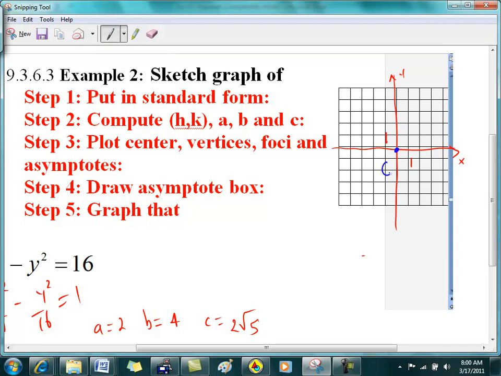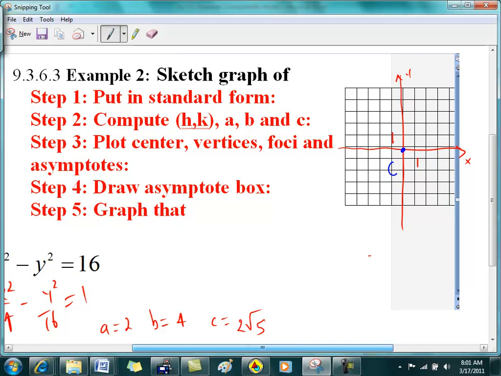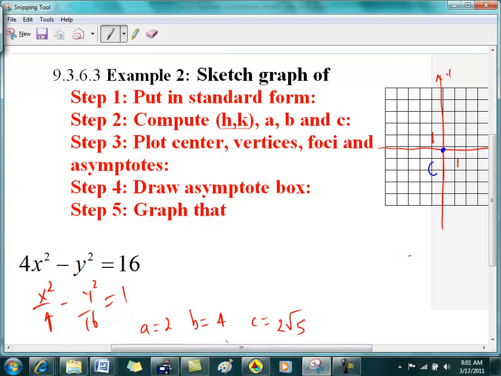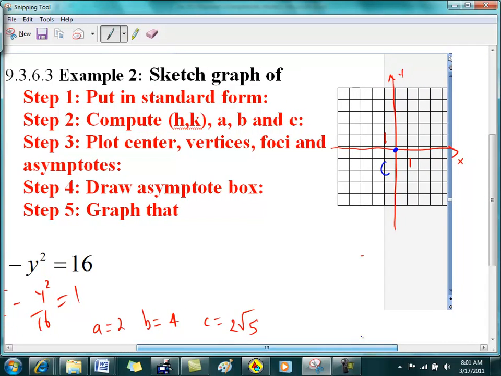So here's my center. So a is going to be, which direction is a going to be? X or Y? X, not Y. Where's a? Always underneath the first variable. Whatever the first variable is, in this case it's x. Okay, so your vertex is going to be 2 units from the center.